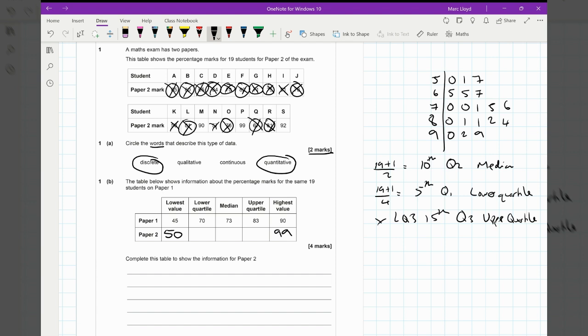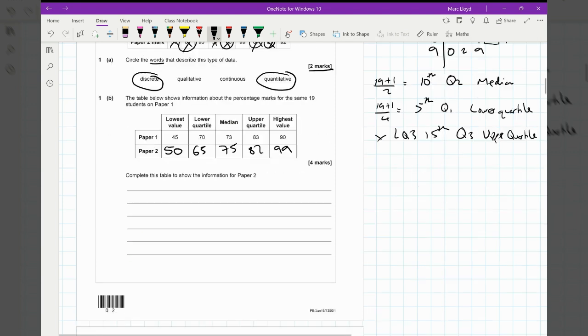Okay, so 1, 2, 3, 4, 5, 6, 7, 8, 9, 10, 11, 12, 13, 14, 15. So the lower quartile, 65, that's worked out quite nicely. 75 for the median, and 82 for the upper quartile. And that's 4 nice marks, so please make sure you're revising your data.